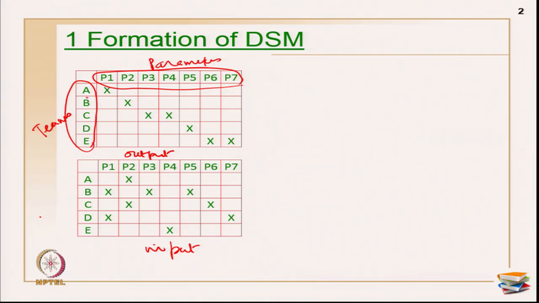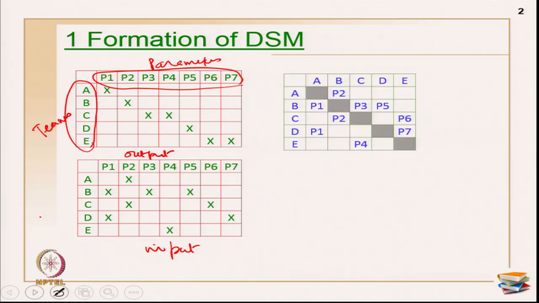Primarily, team A gives one parameter P1, team B is responsible for releasing one parameter P2, team C is releasing two parameters P3 and P4, and like that you read. In the same way for the input, I need P2 for completing my team A activities, I need P1 and P3 for completing my team B activity, and P5 also. I need P2 and P6 for completing my team C. I need P1 and P7 for completing my team D, and so on. So this is how you read the input parameters.